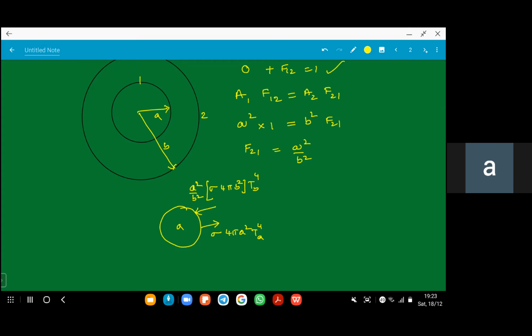Now, by the way, I said F21 is this. What about F22 now? F22 plus F21 is 1. So therefore, F22 is 1 minus F21, which is 1 minus A square by B square.